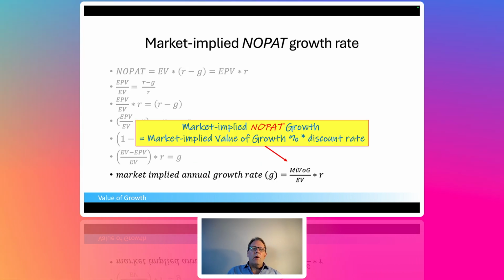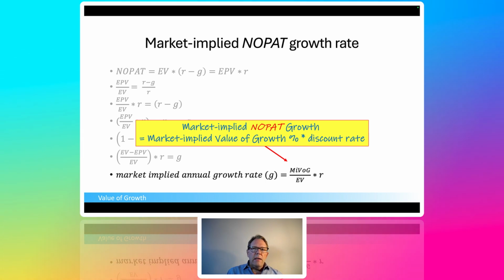All right, so one more time, market implied NOPAT growth. This is your perpetuity growth rate, which I think is a really cool baseline. For faster growing companies it's not as helpful in that sense, but you'll see in a minute that you can compare your organic growth with this growth rate. And it's a very easy equation. That's what I love about it. Market implied value of growth divided by enterprise value, very easy to calculate, times R, that's your implied earnings growth rate.